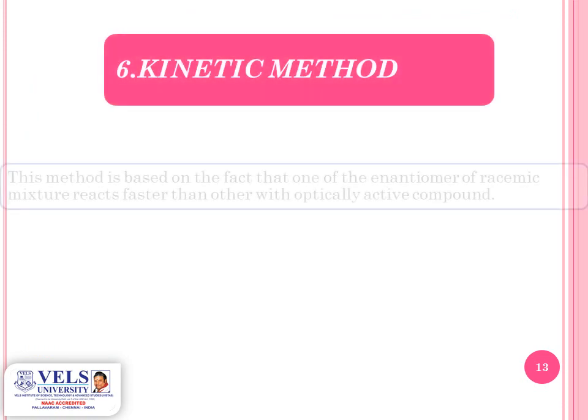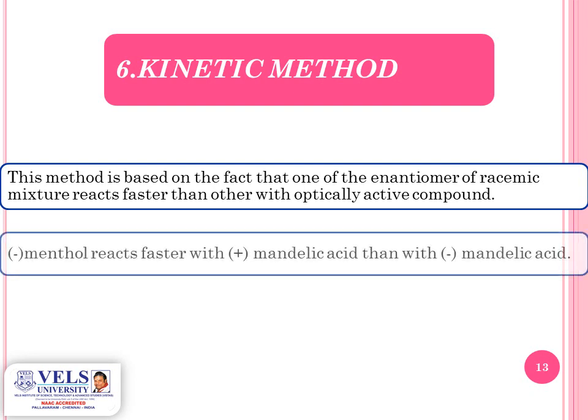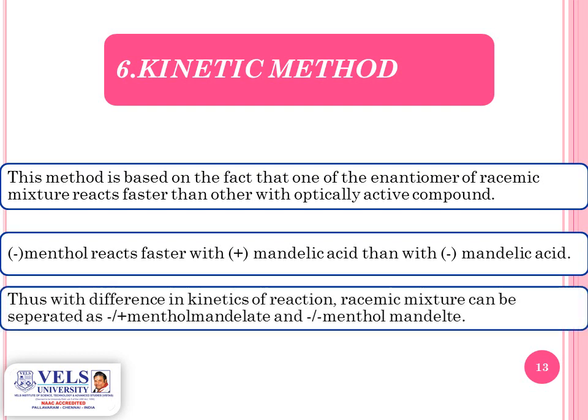Another method is the kinetic method. This method is based on the fact that one enantiomer of a racemic mixture reacts faster than the other with an optically active compound. Here I have taken the example of minus menthol, which reacts faster with plus mandelic acid than with minus mandelic acid. Hence, the minus menthol plus mandelate ester will form faster when compared to minus menthol minus mandelate. So based upon the rate of the reaction, we can separate both the enantiomers. Thus, with the difference in kinetics of the reaction, a racemic mixture can be separated.